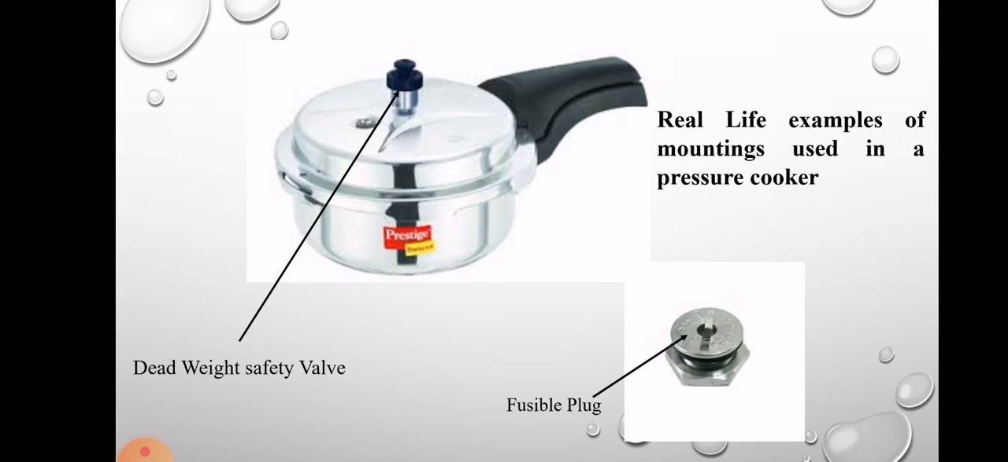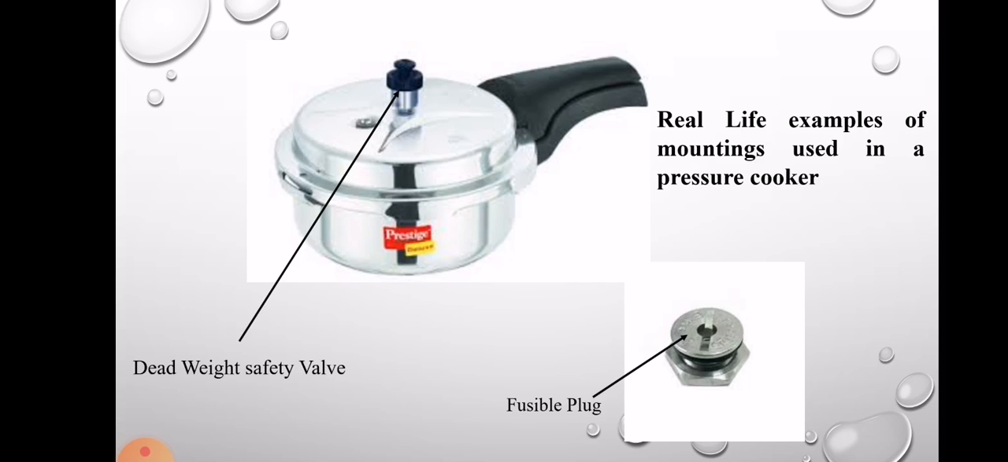And just to give you a real life example, we have boiler mountings in our domestic appliances also. A pressure cooker, for example, will have mountings. One which has been indicated is a dead weight safety valve, and the other one is a fusible plug. When the water starts boiling and reaches a certain pressure inside, which is greater than the pressure applied by the dead weight safety valve in the downward direction, then the dead weight safety valve gets lifted and the steam is released.